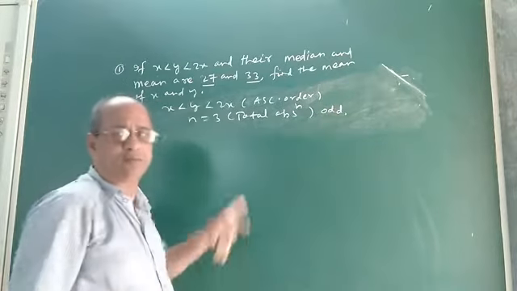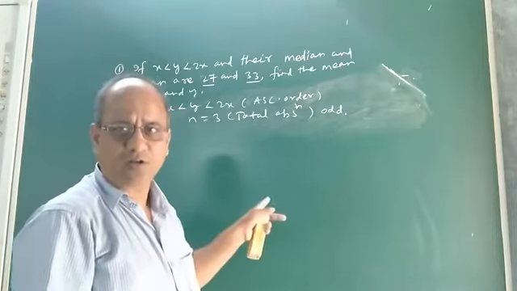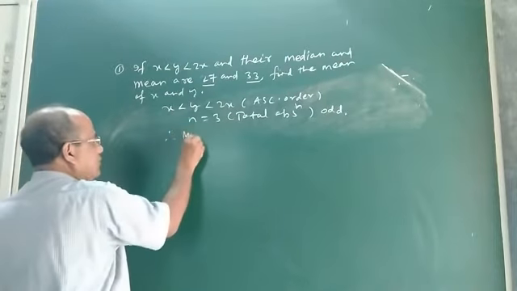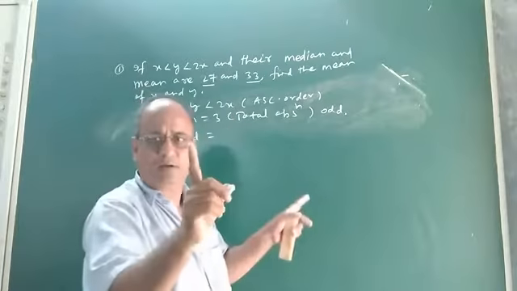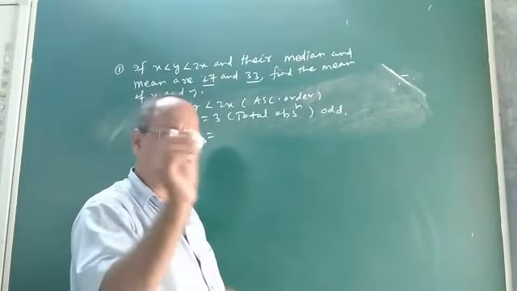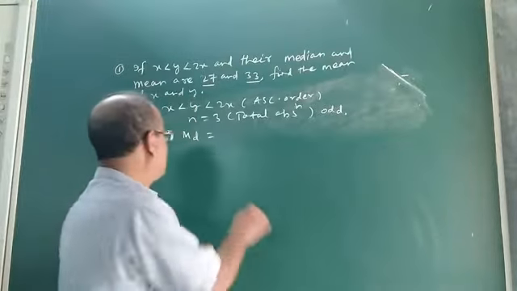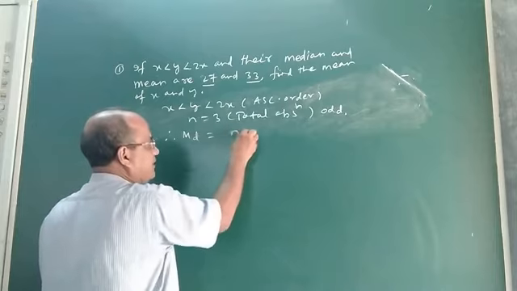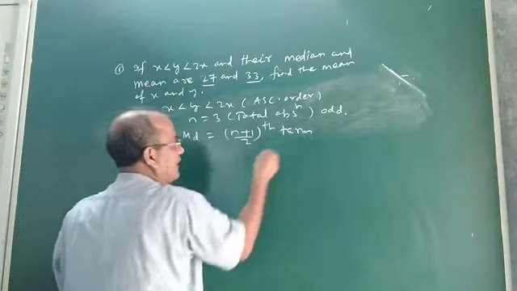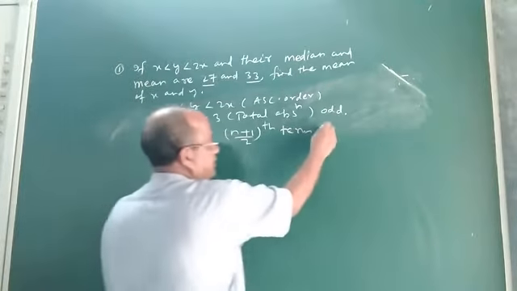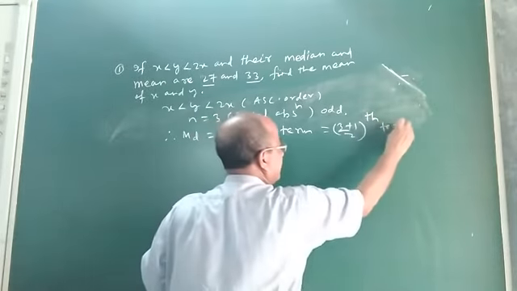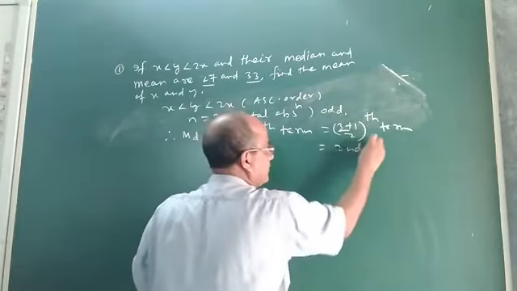You know, if the total number of observations in a distribution is odd, then it has one middle value, and that middle value is the median. How to find that middle value? It is the (n plus 1) by 2th term according to the formula. What is the value of n? 3. It will be (3 plus 1) by 2 term. That means it is the second term.